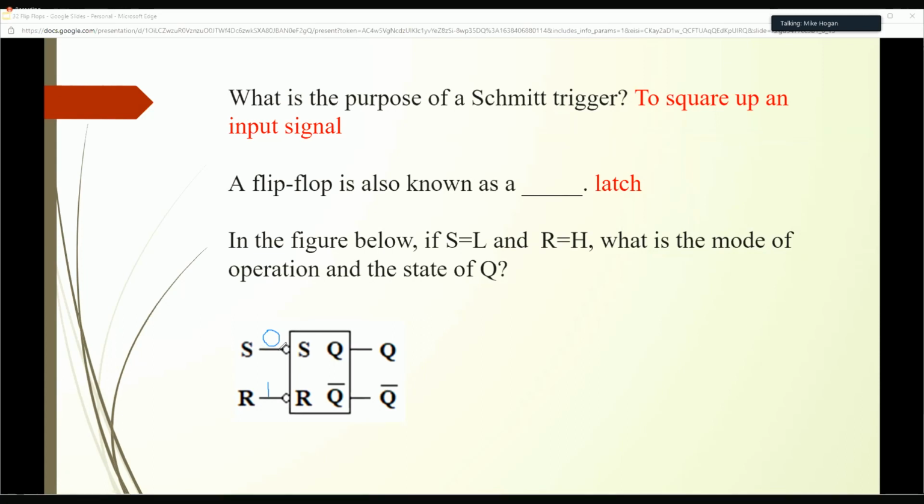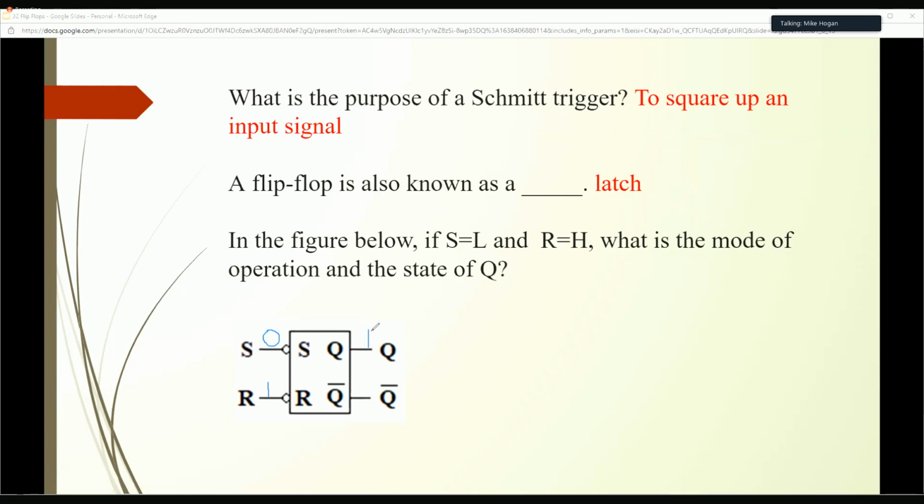This is set. And so if it's in set mode, what does that mean about Q? It's going to be high. Since there's only two states that it can be, and I heard a low and a high, we're right. So if I set, Q is going to be a 1. If I reset, Q is going to be a 0.